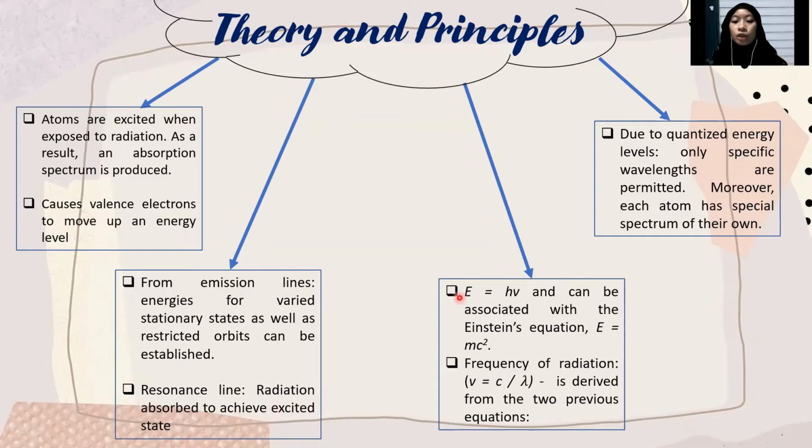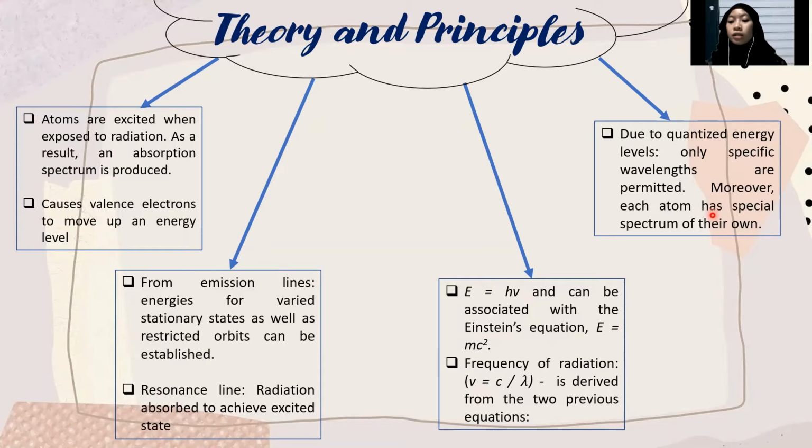As proposed by Planck, energy coming from the radiation is emitted in quanta and can be associated with the Einstein equation over here. So from the combination of these two equations, an equation which accounts for the frequency of radiation, v equals c over lambda, is derived, and as a result of the quantized energy level, only specific wavelengths are permitted and every atom has a special spectrum of its own.